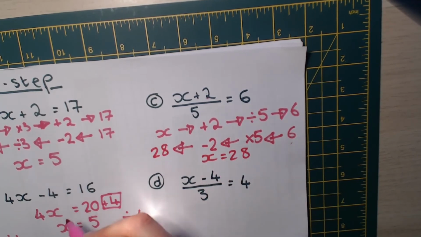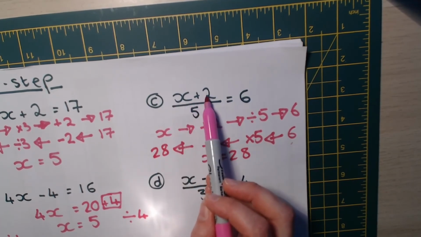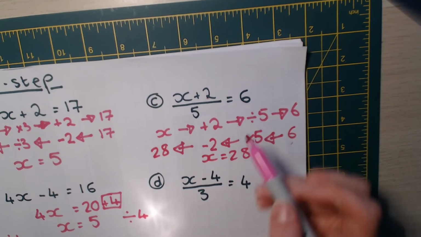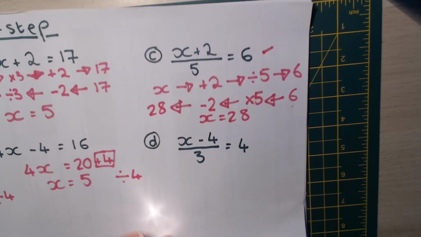And again, I didn't do it for these ones, but I should have done. We need to check it. 28 add 2 is 30. Divided by 5 is 6. Okay, you know you've done it right. Okay, the last one.